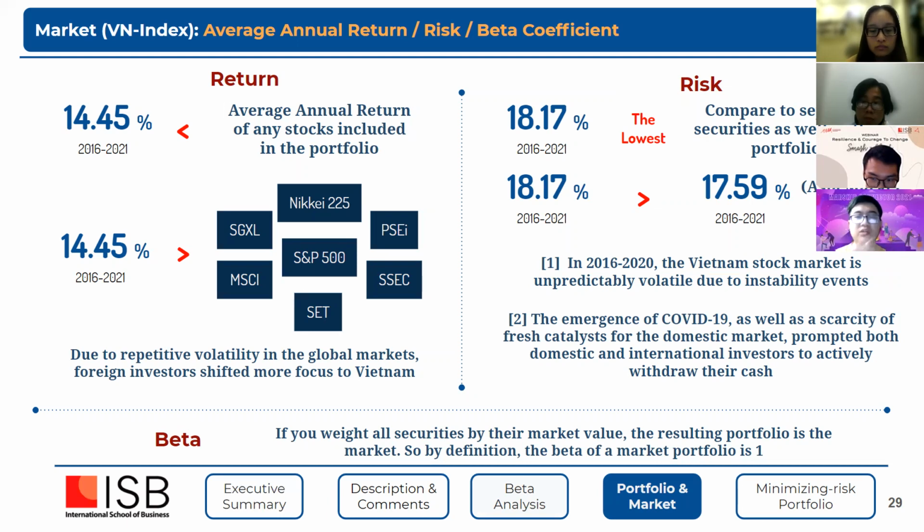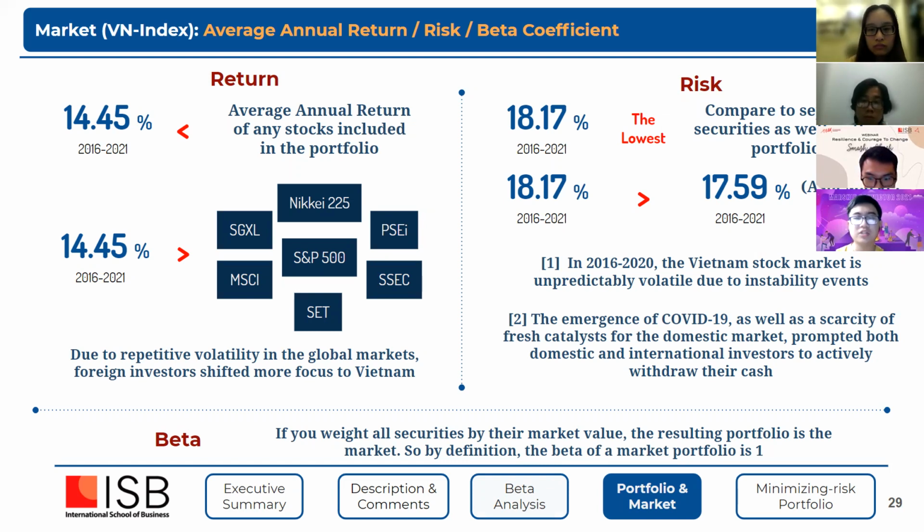Moreover, we do some comparison with the prices of the market portfolios within the Asia region, including SCT, Nikkei 225, PSEI, SGX, MSCI, SSEC, and the biggest one in the world currently, S&P 500. The market portfolio's yearly average return has outperformed all the other markets and is 37% higher than the average of others at around 5.09%. This is partly due to the repetitive volatility in the global market. Foreign investors shift more focus to Vietnam.